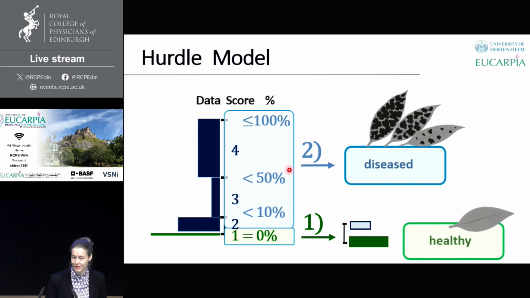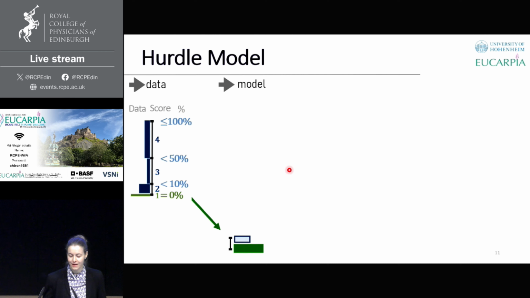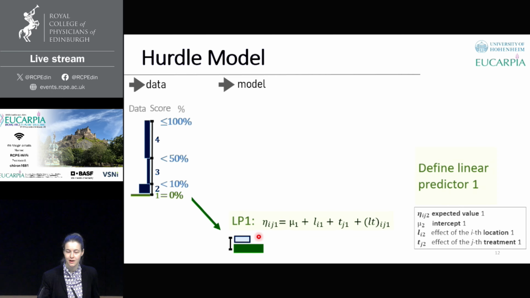We start with the first part. The first part is a binomial part. Is the disease there or not? And to model this, we define a linear predictor. Our linear predictor tells us an expected value. It consists of an intercept, a location effect, a treatment effect, and a random interaction.